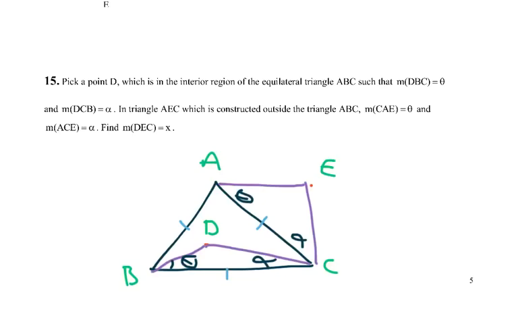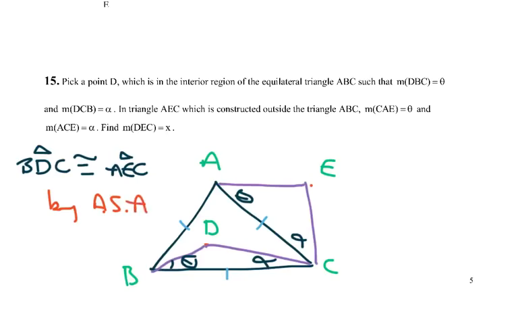And what we should notice then is we've got two congruent triangles. BDC is congruent to AEC because we've got angle, side, angle, by ASA. I could actually change my diagram just a little bit to make it look a bit more accurate. There we go. That's point E. Then it says find the measure of angle DEC. So DEC. If we draw a line to DE, this angle here.